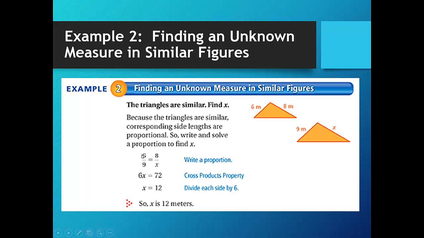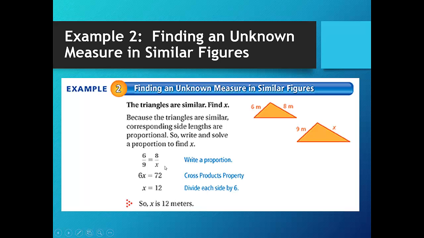So for our proportion, we can put 6 over 9. We have 6 meters. And for the larger triangle, the corresponding side would be 9 meters. And that would be equal to 8 over X, because 8 meters in the small triangle would correspond to X for the large triangle.